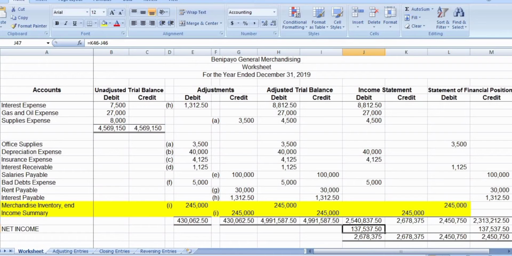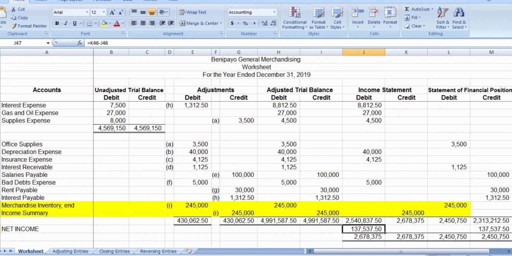The important question then should follow. How will we know whether this figure of 137,537.50 is net income or net loss? There are actually two ways to know.